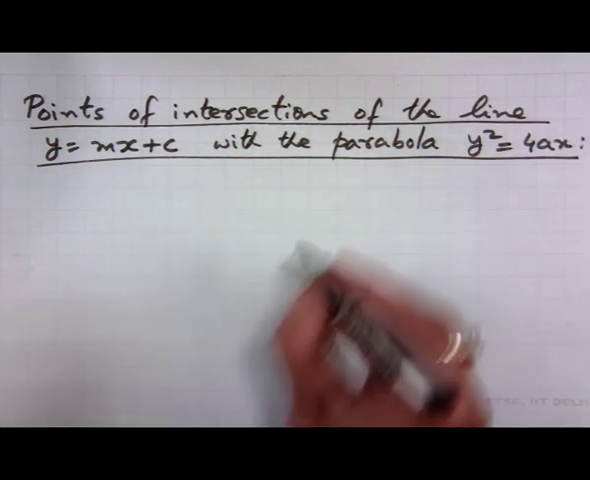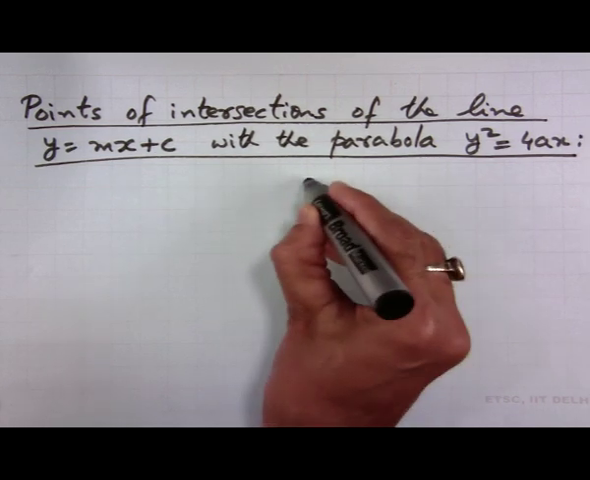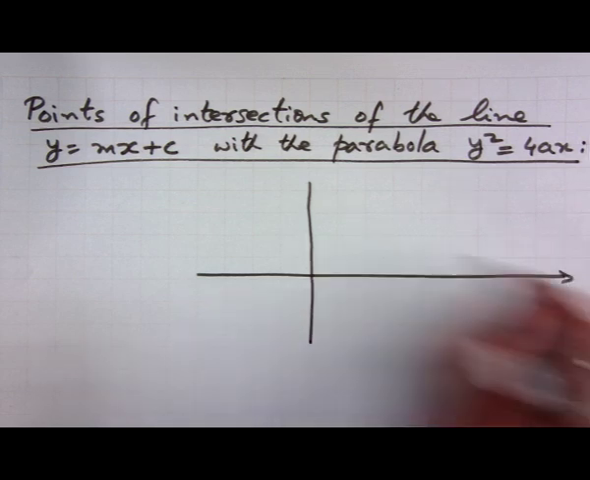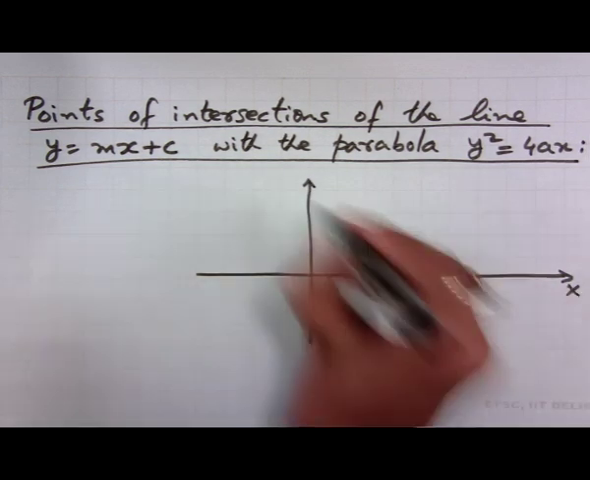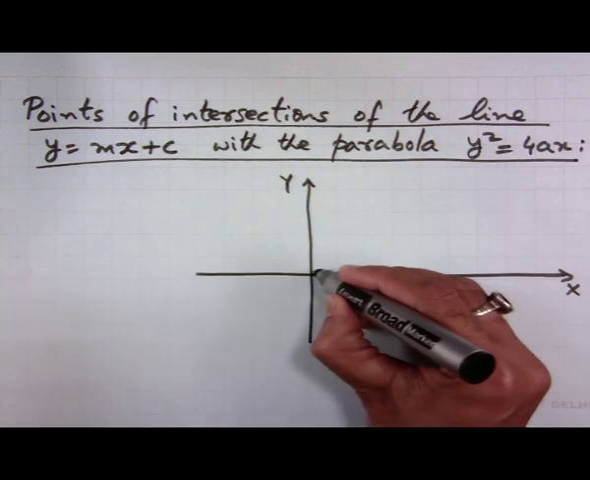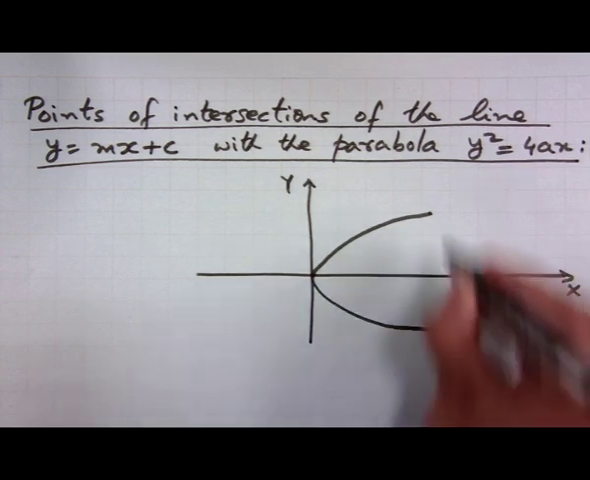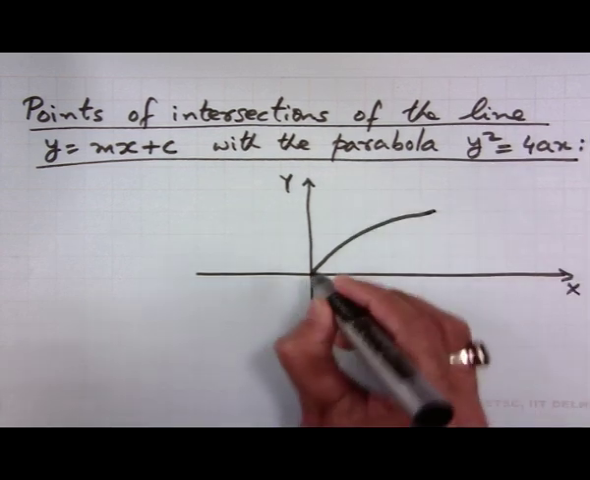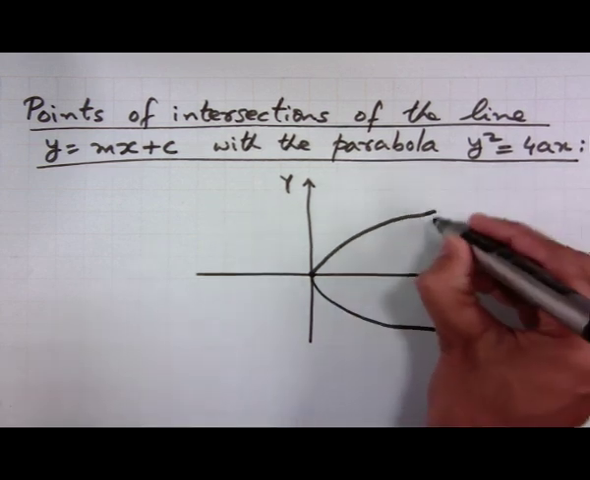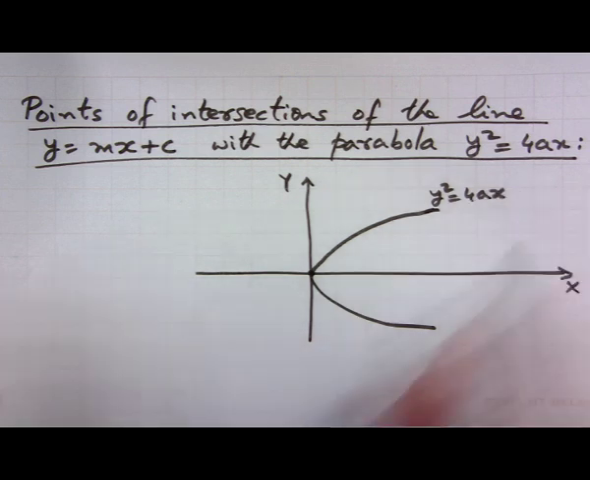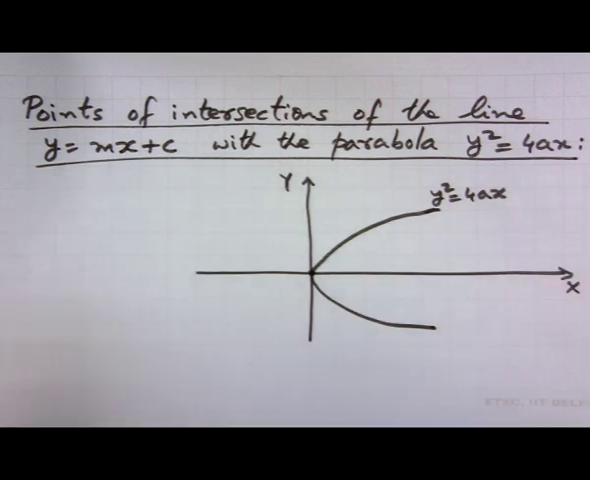So, if we see this parabola, y square equal to 4 a x is the parabola whose vertex is at the origin and the axis is the x axis. So, this is the equation of the parabola y square equal to 4 a x, and suppose we have some line y equal to m x plus c, then there are three possibilities.